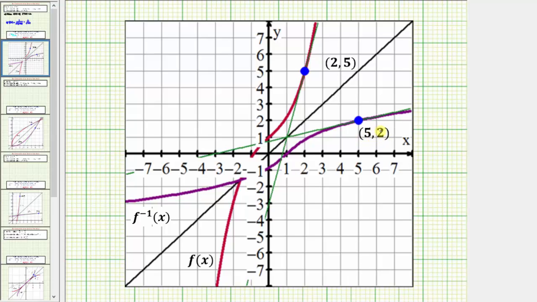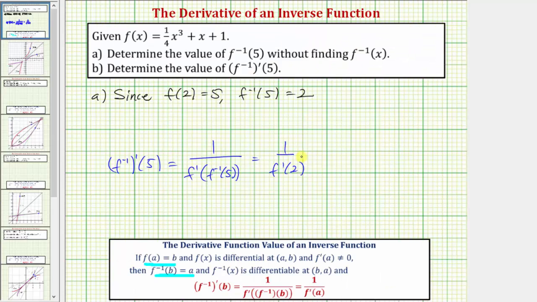And now the formula for the derivative of f inverse of x is telling us that the slope of the tangent line at this point 5 comma 2 is equal to the reciprocal of the slope of the tangent line of the point 2 comma 5 to the original function. And that's what this derivative function value is here. This is the reciprocal of the slope of the tangent line at the point 2 comma 5 to the original function, which again will give us the slope of the tangent line to the inverse function at x equals 5.